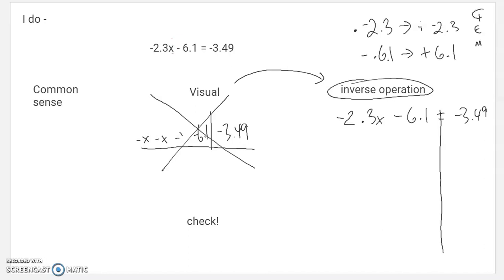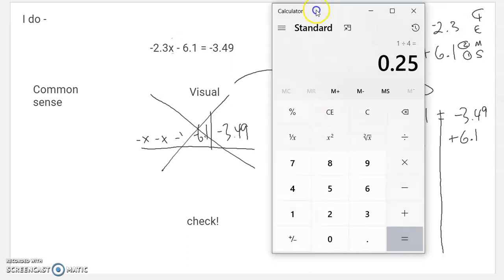Still going to do them in the same order. Add and subtract first, multiply and divide second. So if x has 6 1/10 being subtracted from it, the inverse of that is to add 6 1/10 to it. Add 6 1/10 on the other side. I could figure this out with a number line or anything else, but calculator is going to speed me up. So I'm just going to do that.